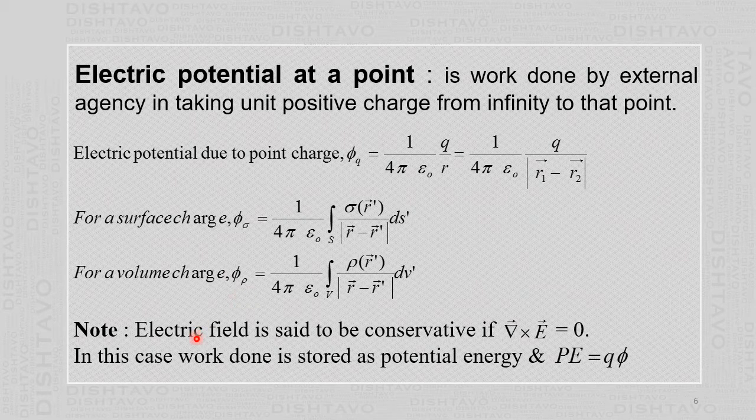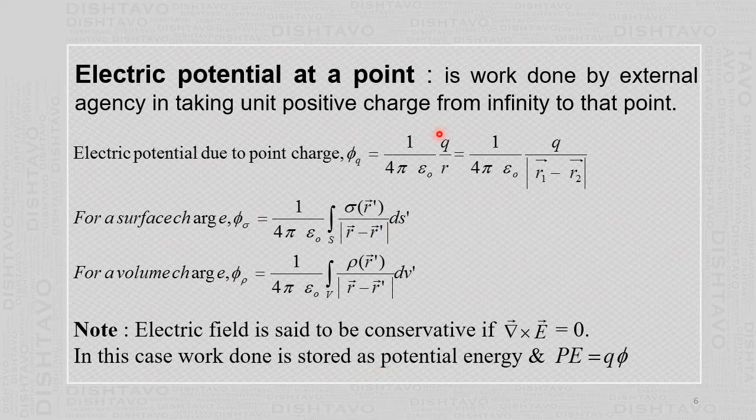Then the electric field is said to be conservative if curl of vector E equals 0. That is what we mentioned. Now in this case, conservative means the work done by that field is not wasted, it is stored as energy, and stored energy is called potential energy.